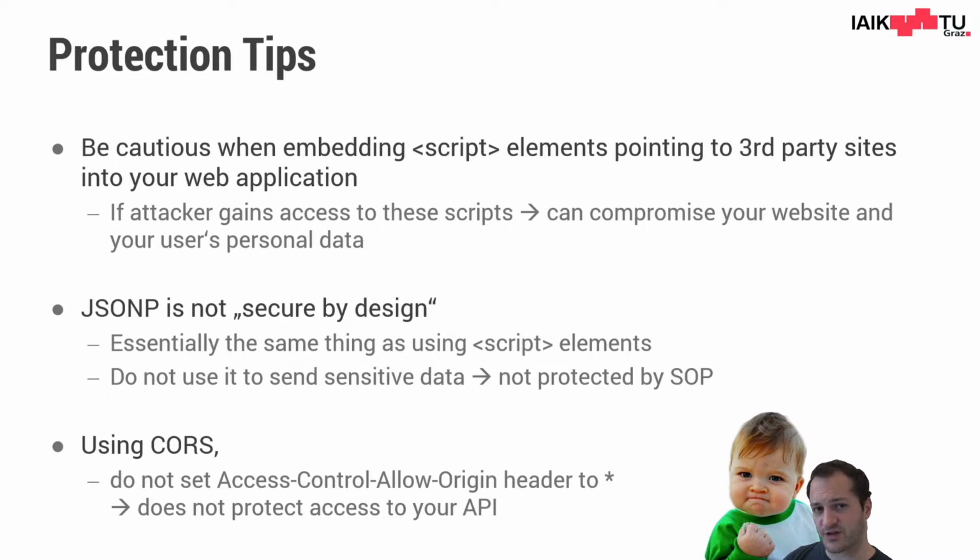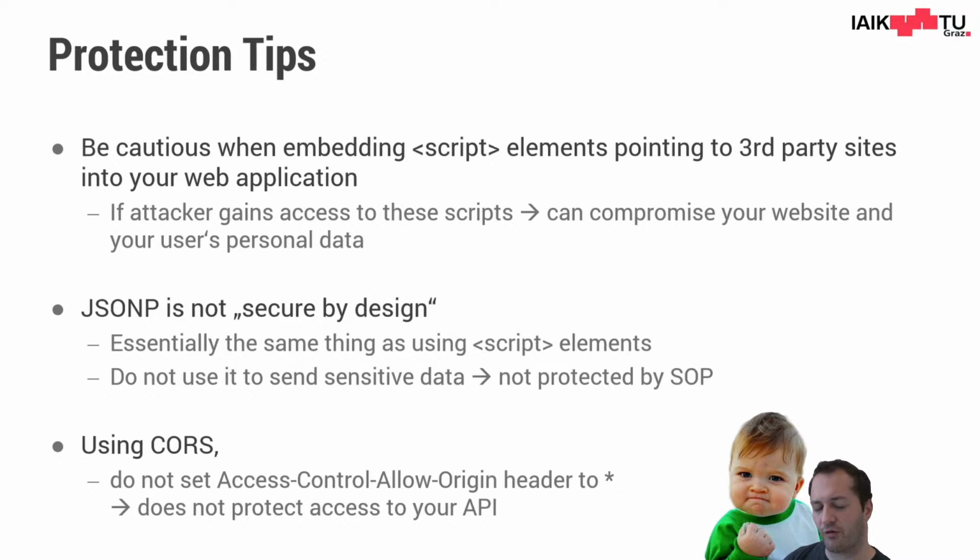Then the second thing is JSONP is not secured by design. Why? Because you include scripts from other origins using the script elements, and you don't know what response you get back there. So you have to filter it and make sure, before you show anything to a user on your website, that this is legitimate data.